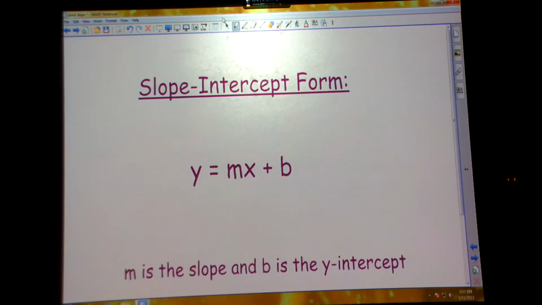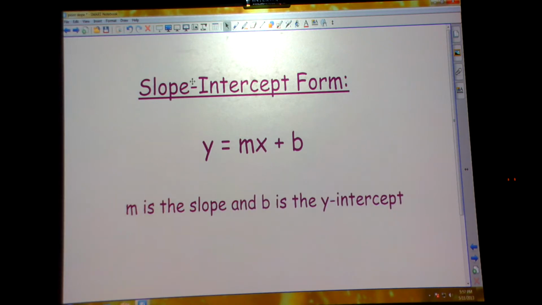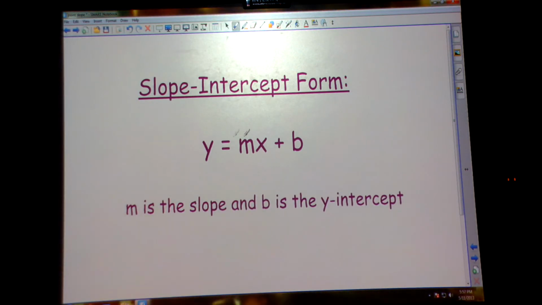Now this is the form you're most familiar with, and every time I ask what is a line, everyone gives me this. That's slope-intercept form. y equals mx plus b. Remember, m is the slope, b is the y-intercept. This we know pretty well. We actually just did this with piecewise.